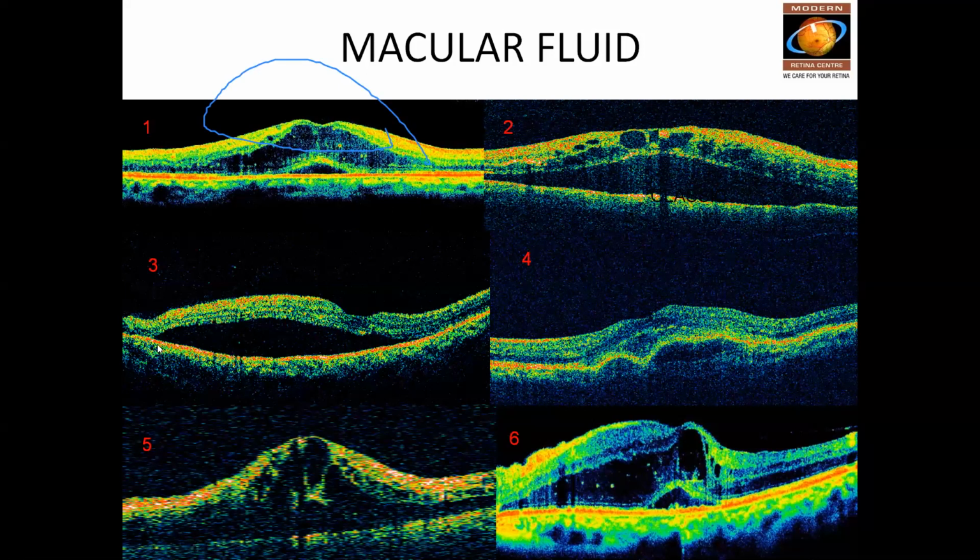Number 3 is what we see again. The RPE is intact, the neurosensory retina is detached, and there is fluid below the neurosensory retina. So this is central serous chorioretinopathy.